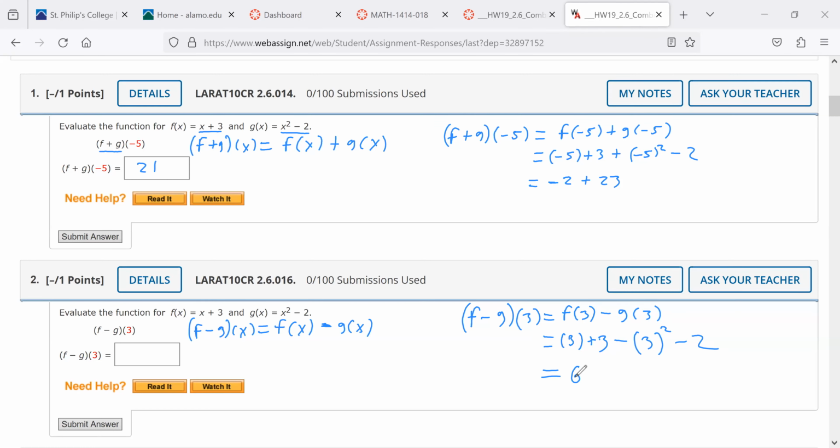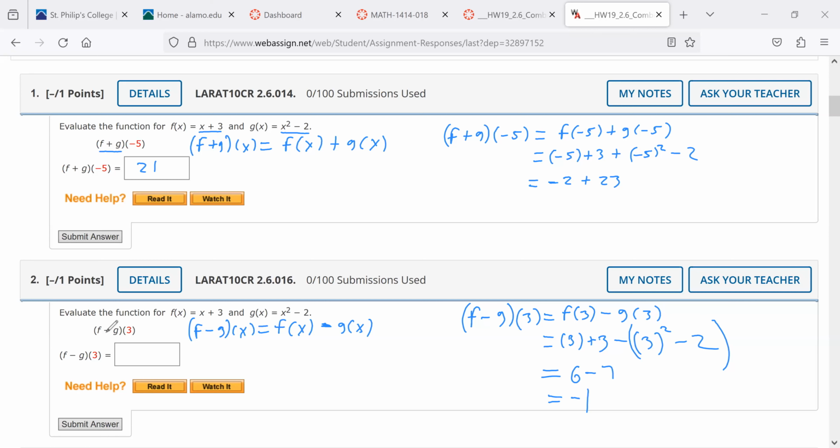Oh, I made a mistake. We're subtracting the entire g function, but that needs to be in parentheses. So 9 minus 2 is 7, so it'll be minus 7. But essentially, that's how it starts off. Just understand what these mean. If you see times, we'll multiply them instead. See division, do the same thing.